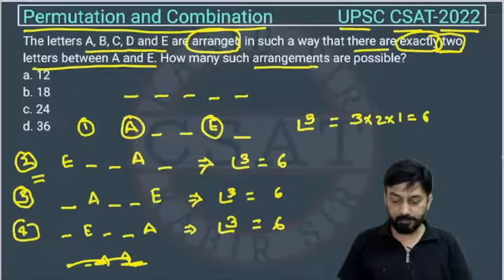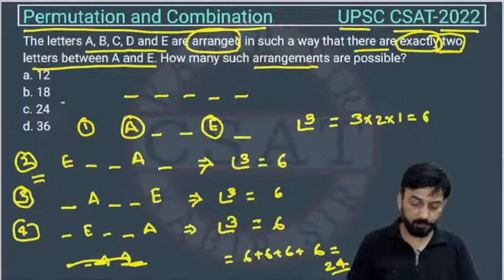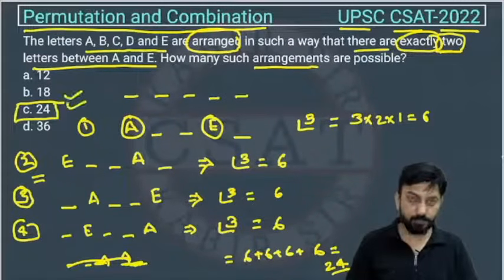So this will be 6 plus 6 plus 6 plus 6. So how many ways in total? This will be equal to 24, right? So the answer is option C. So this is the answer.